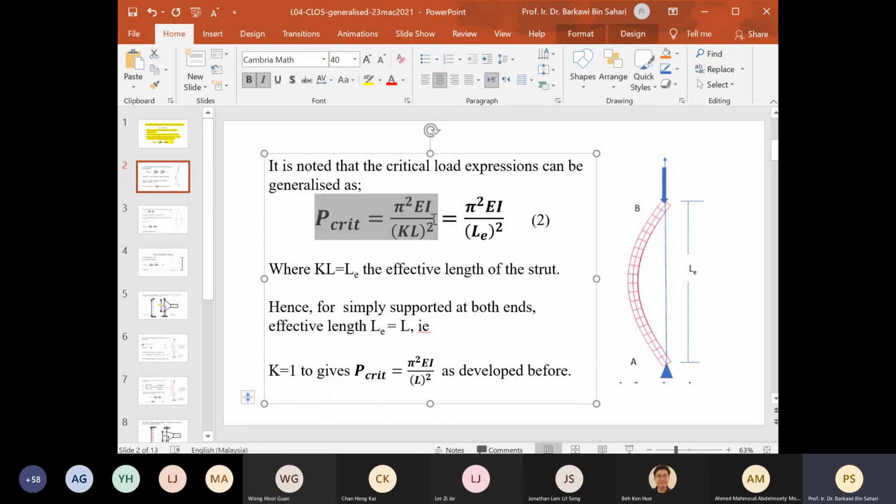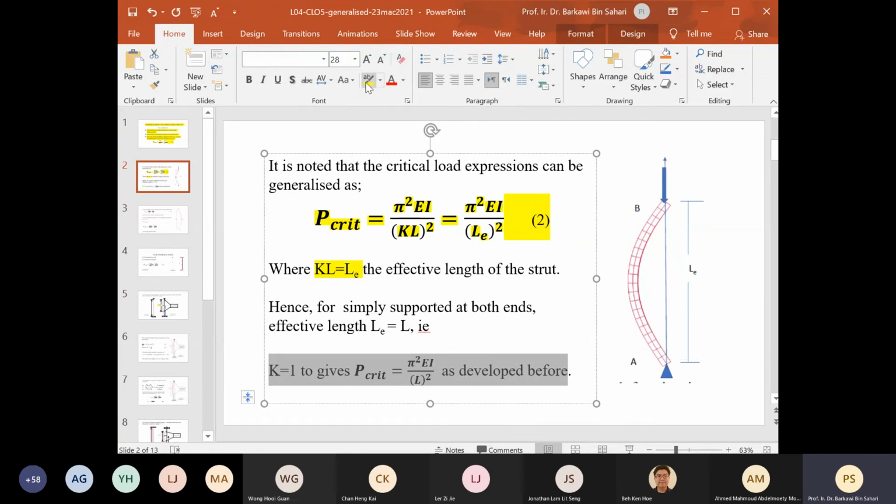Now we want to establish this relationship from those two cases. In this case, P critical equal to pi squared EI over (KL) in brackets, whole thing squared, where KL is equal to LE, the effective length. Okay, so that is simpler for us to show. So for K equal to 1, we have P critical equal to pi squared EI over L square. So this will give you pin support. So pin support, K equal to 1.